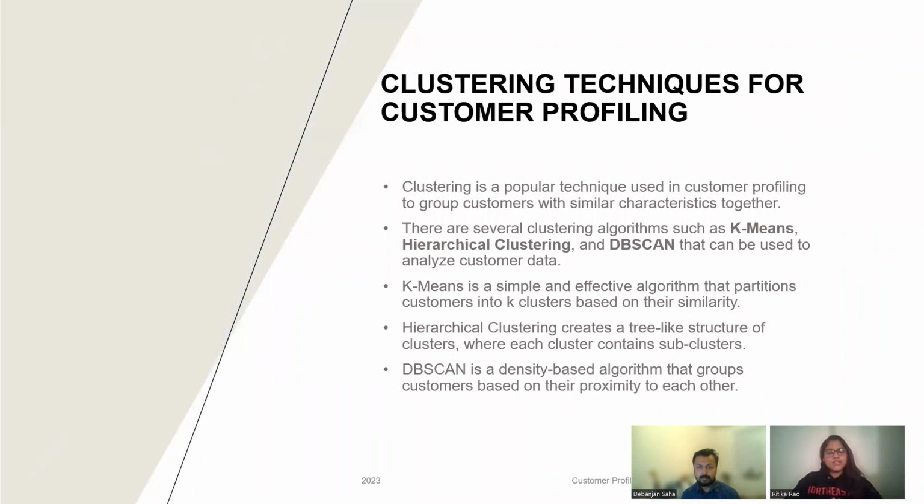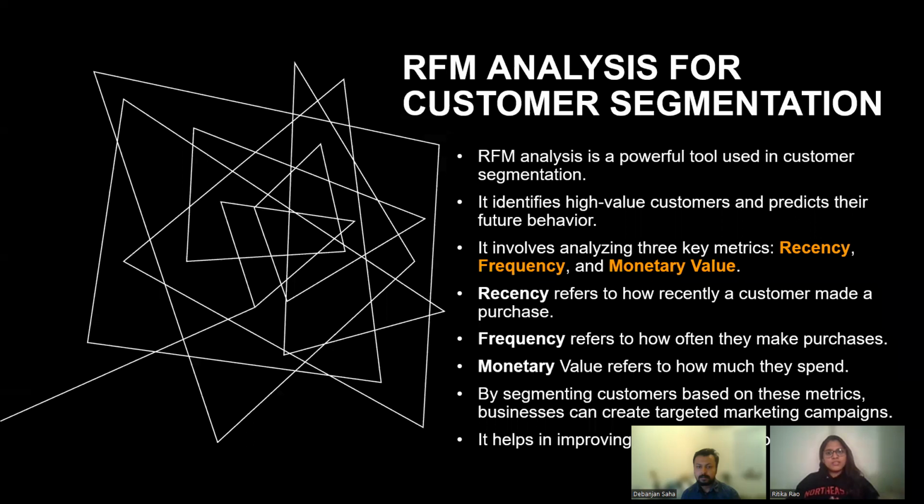So under clustering, we've used the k-means, hierarchical clustering, and DBSCAN methods. K-means is basically a similarity-based method. Hierarchical clustering is a tree-like structure of clusters, and DBSCAN uses a density-based algorithm.